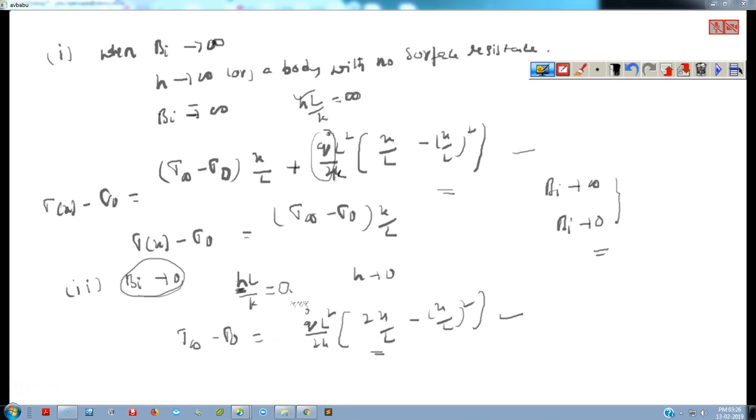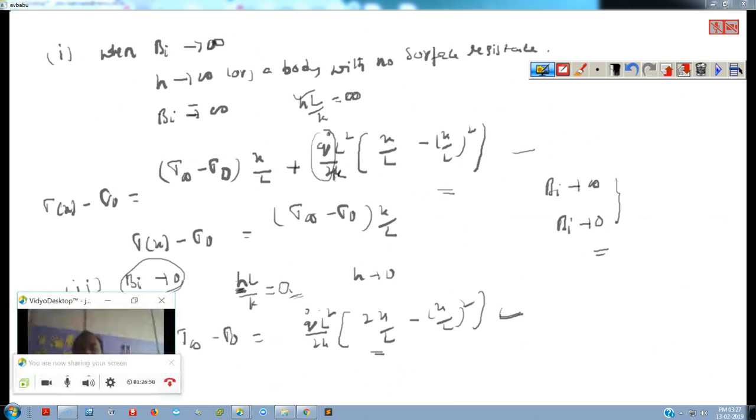When H is equal to 0, it means there is no conductive resistance here. H equal to 0 means this is also 0. The temperature distribution in this case is going to be: T infinity minus T0 is equal to Q dot L square by 2K into 2x by L minus x by L whole square. This is the equation you are going to remember. So these are the two cases I am discussing.